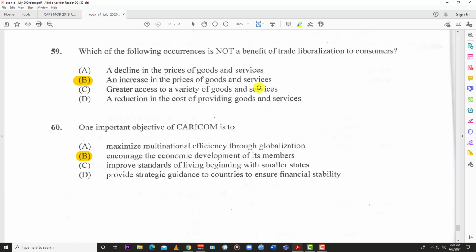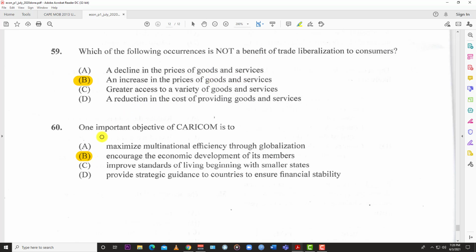That's the only thing we see here that's not a benefit, because C, greater access to a variety of goods and services. That's a good thing for all of us as customers. We get to choose from different things, more variety available to us. D, a reduction in the cost of providing goods and services. Of course, reduction in price, cost, that's good. But for the customers, an increase in the prices of goods and services would never be a good thing for us.